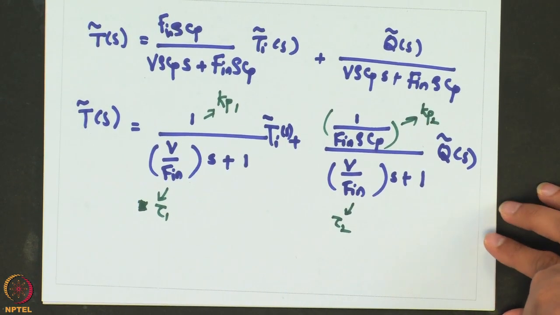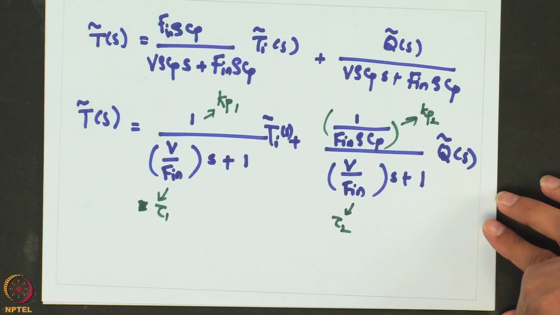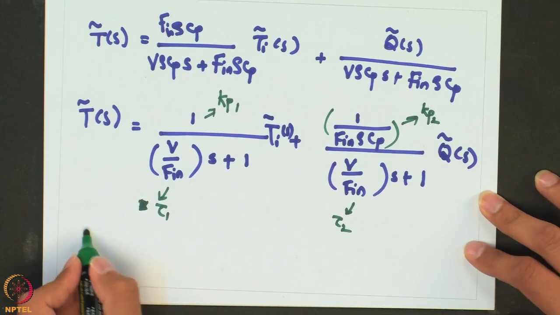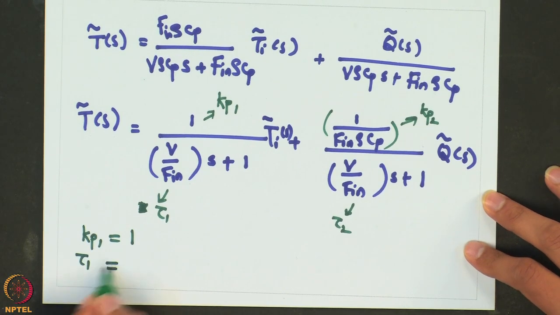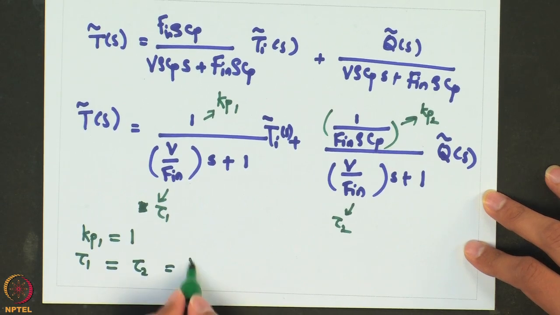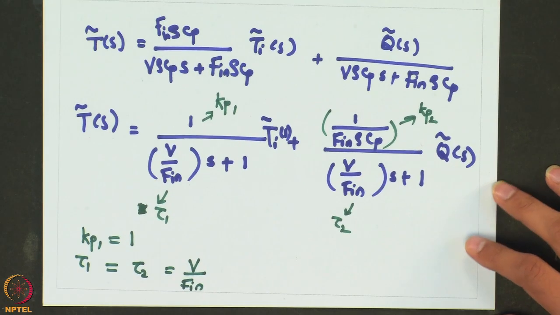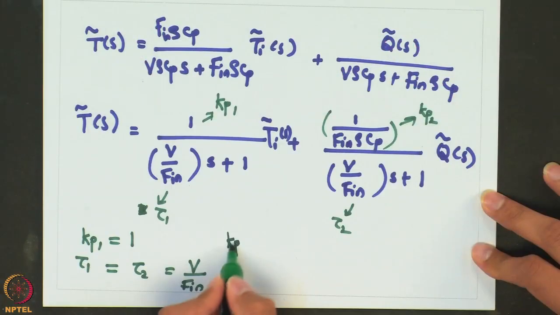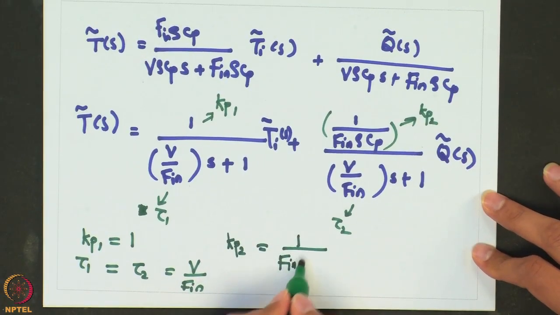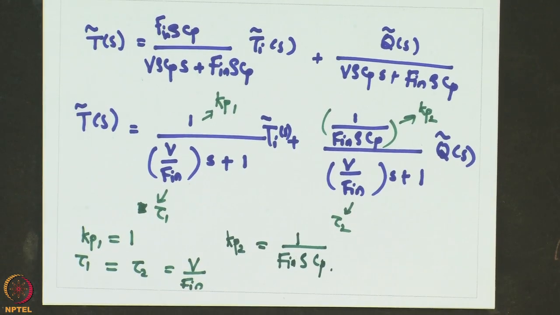So this system is composed of the parallel effect of two first order dynamics, and we'll have Kp1 is equal to 1, so the gain is constant and unity, tau 1 is equal to tau 2 is equal to V over F in, and you can recollect that this V over F in is similar to the residence time of the system, which V over F we typically represent as the residence time in the CSTR, so that is exactly the same time appearing as the time constant of the system, and Kp2 is 1 over F in rho Cp. So the system has two capacities, both are of first order nature.